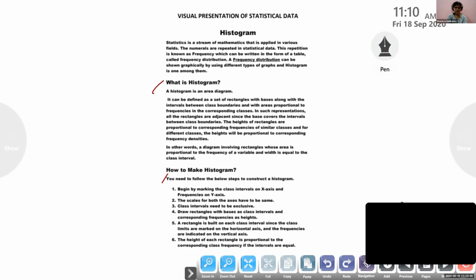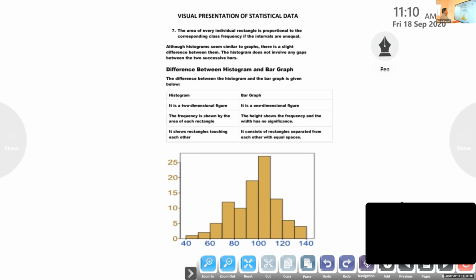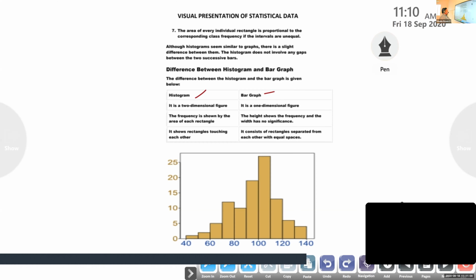Exclusive method. Okay, so listen carefully. By constructing a bar diagram and histogram, we are able to create a frequency polygon and a frequency curve. Differences are there, right? So here are the differences between a bar diagram and a histogram. That's a question: what are the differences between a histogram and a bar graph?